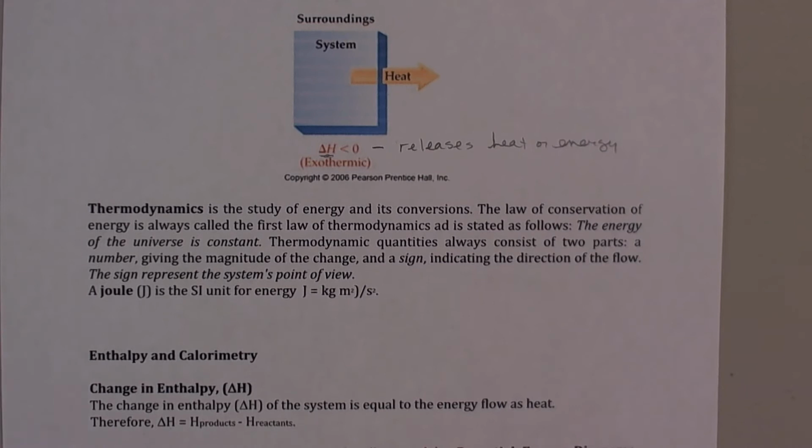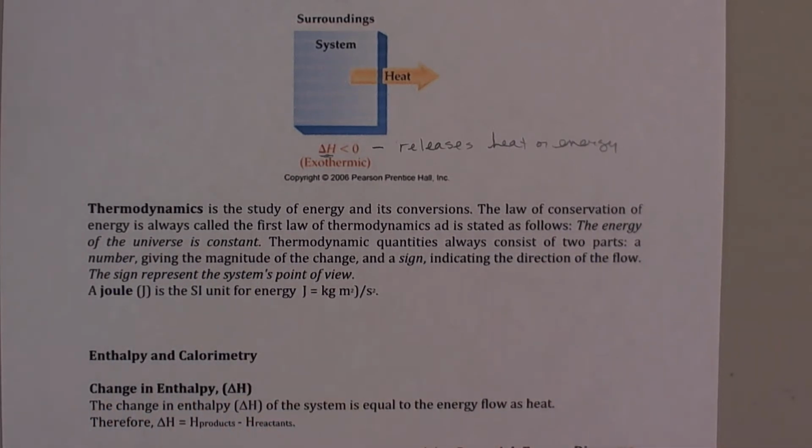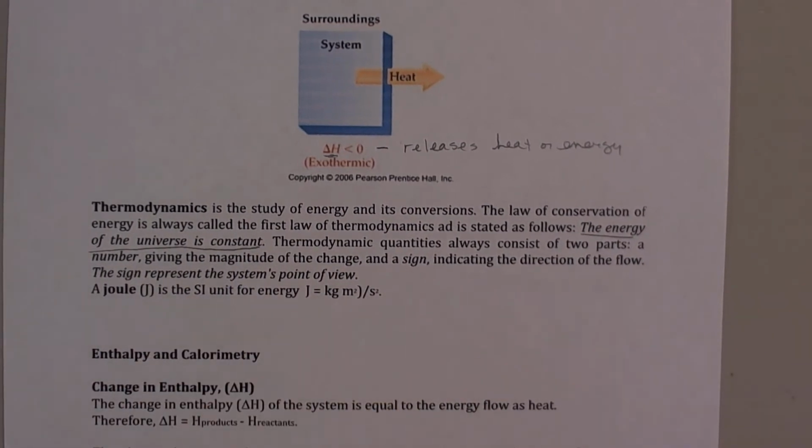So let's look at the definition for thermodynamics, because that's what we're studying for this unit. It's the study of energy and all its conversions. And the law of the conservation of energy is called the first law of thermodynamics. It says the energy of the universe is constant. We put that twice in your notes because it's quite important.